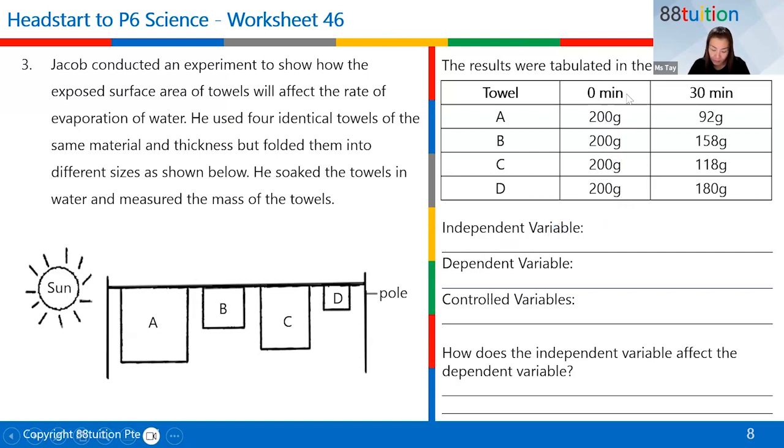Okay, so after that, he put all of that under the sun, right? After 30 minutes, he measured the mass of each towel again. And it seems like towel A, 92 grams left. Then towel B, 158 grams left. Towel C, 118 grams left. And then after that, towel D is 180 grams.